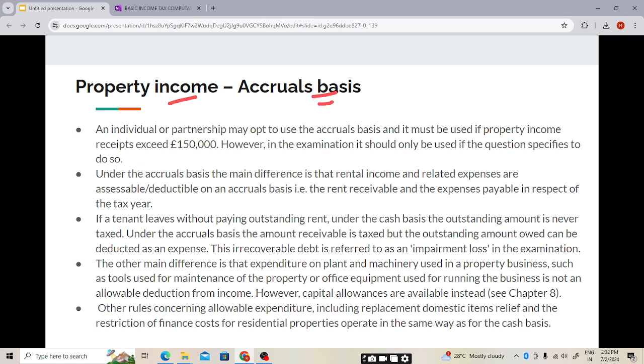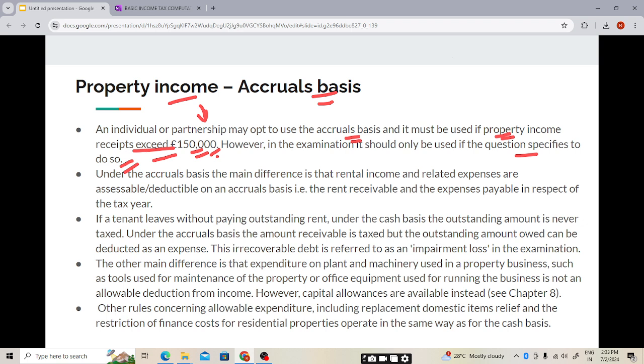Property income accrual basis. An individual or a partnership may opt to use the accrual basis, and it may be used if property income receipts exceed 150,000 pounds. However, in the examination, it should only be used if the examiner specifies that you need to calculate on the accrual basis.